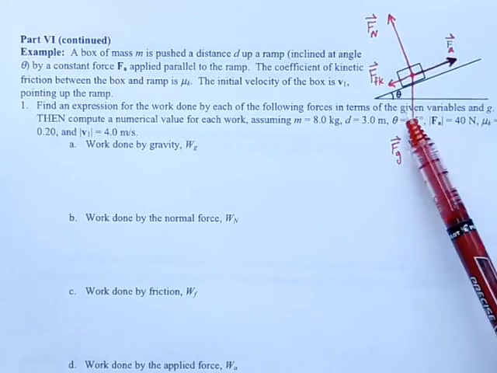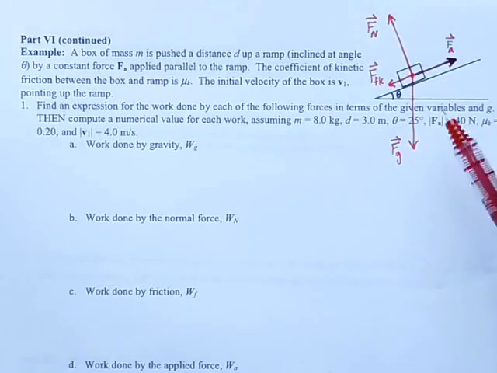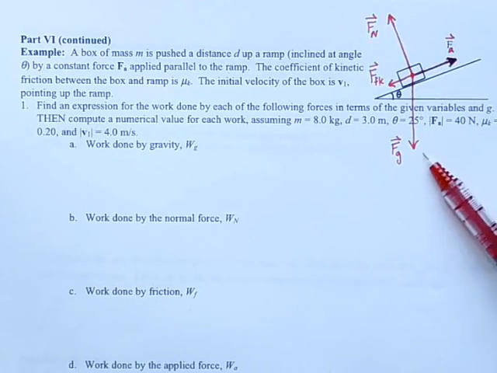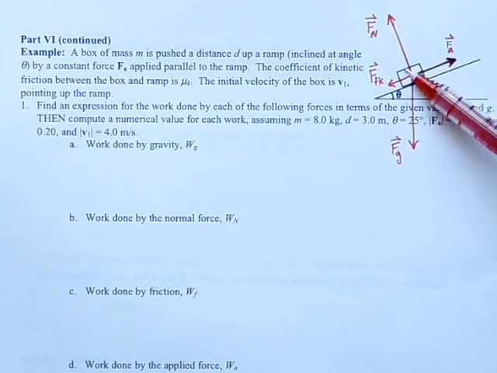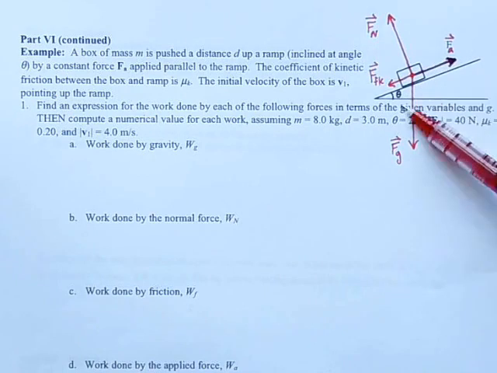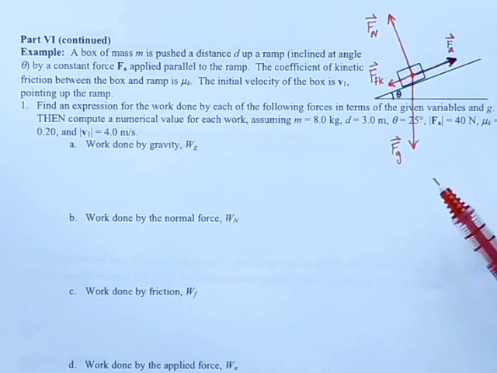Here is a standard block on a ramp type problem that we'll be examining from a work and energy point of view. We'll be computing the work done on the box by each of these four forces. Then we will compute the net work done on the box two different ways, and then we'll apply the work energy theorem.